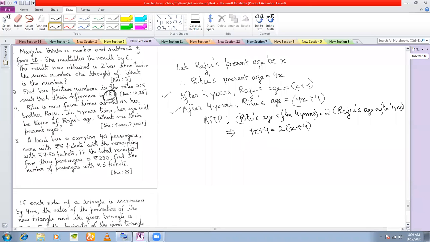The question here is what are their present ages? Once you find x, you've got Raju's present age, and 4x is Ritu's present age. You put the value of x, you will get Ritu's present age also. Okay, any questions?